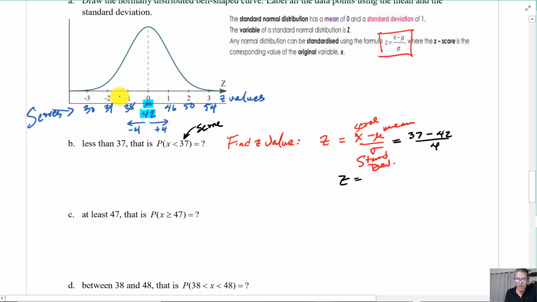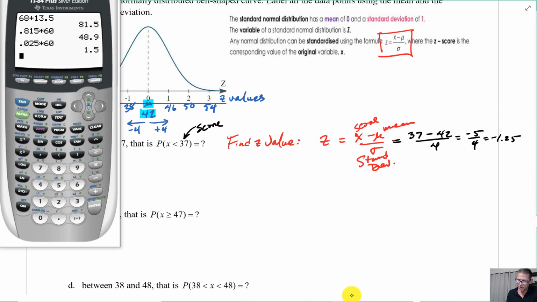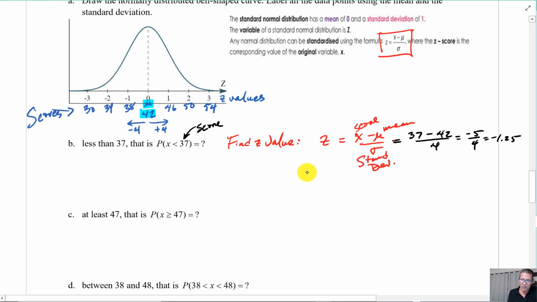It better be between -1 and -2. So 37 minus 42 is -5, and -5 divided by 4 is -1.25. There's my z-value. If you don't believe me, just figure it out: -5 divided by 4 should be the same. Now we need the probability. This is equivalent to finding the probability that z is less than -1.25 on the z-table.